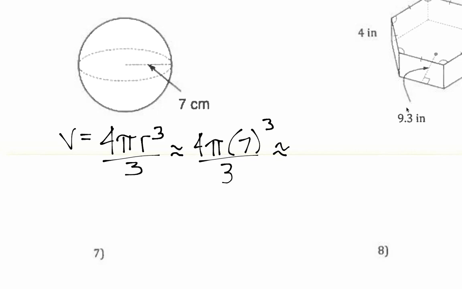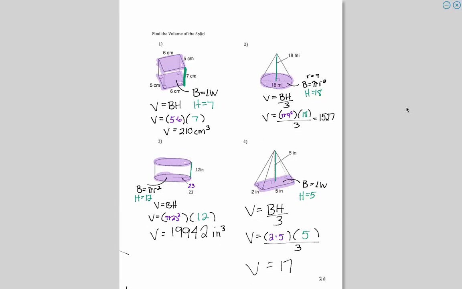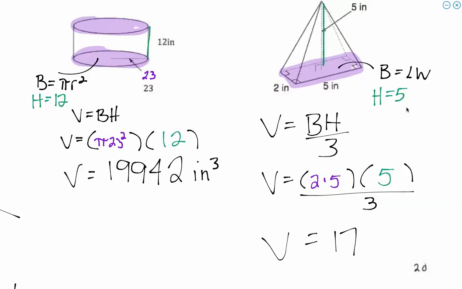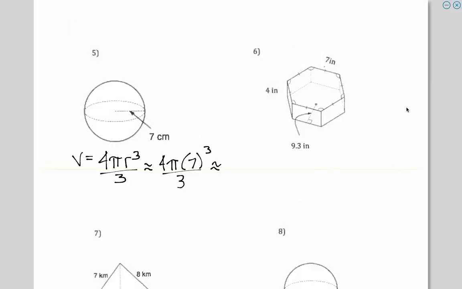Hey, Donnie. Yes, Paul. What about number 4? I missed it. 17? Right there. 17, yes. You good? Yeah, I'm good.